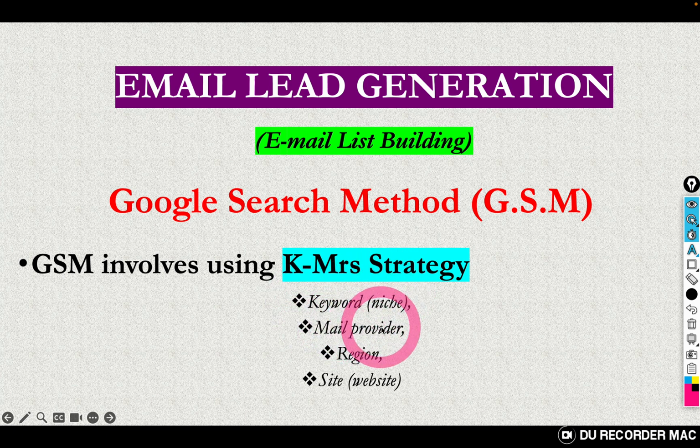We need the mail provider. If the person says, I want Gmail, I want Yahoo mail, I want Outlook, whatever the client is asking for. Then we need the region: in Lagos, in Sokoto, in Kaduna, in England, and so on. We want the site. If this person says, I want the email from Instagram, or email from YouTube, email from Facebook, this is it. This is the strategy we are using.